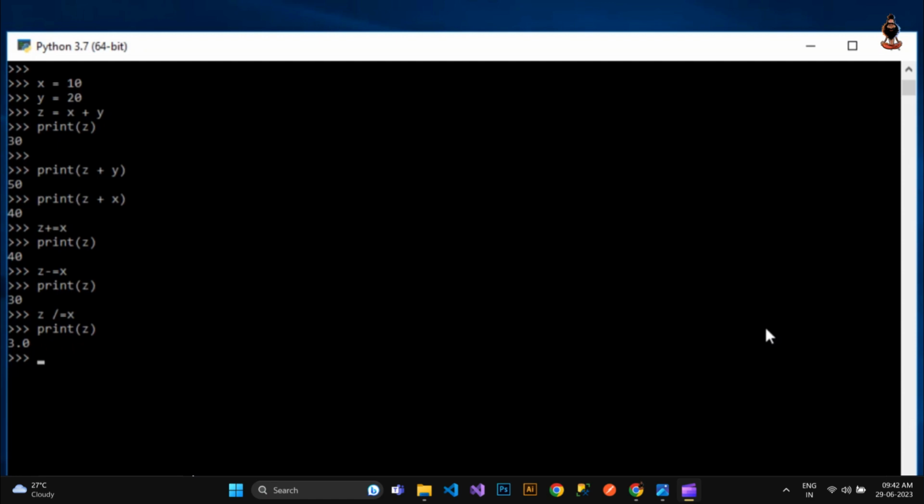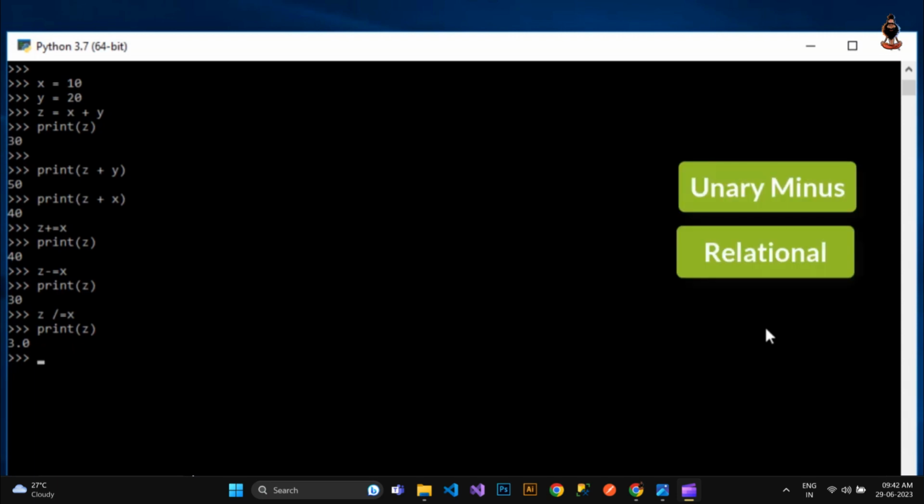I hope by now you understand what an arithmetic operator is and what an assignment operator is. In the next lecture, we'll be talking about the unary minus operator, relational operators, logical operators, and Boolean operators.